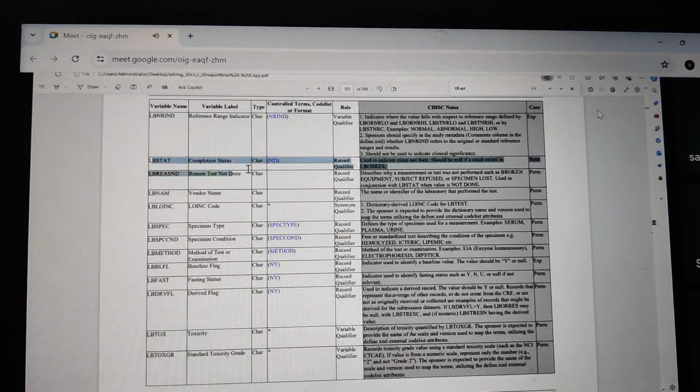LBSTAT, and the reason is, as you already know, if any test is not captured, okay, so it is the status of the particular test. It is not done. When it's not done, then what is the reason it's not captured? The reason will have to be provided.